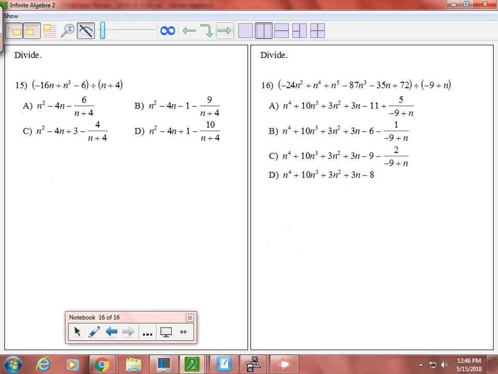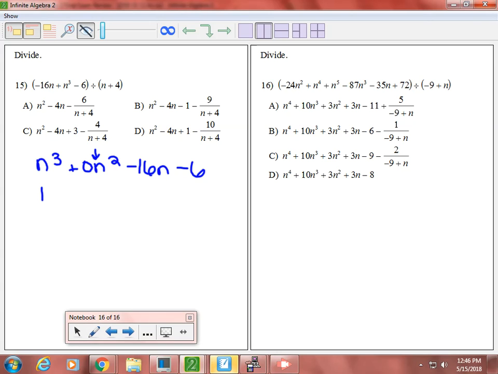Okay, number 15, we're going with division on this. So my suggestion for you would be to do synthetic division because that's the easier one. So we need to write this out in order. So I'm going to have n to the third, 0n squared, negative 16n, and negative 6. This is important. Don't forget your 0n squared, because if you do, you won't have the correct synthetic division.